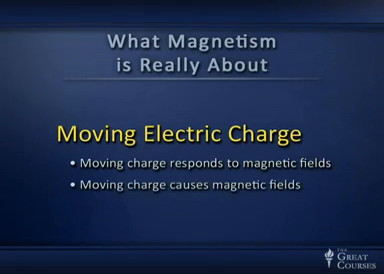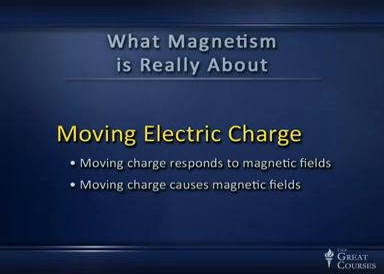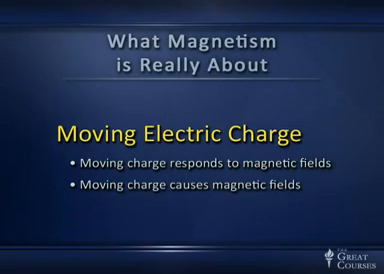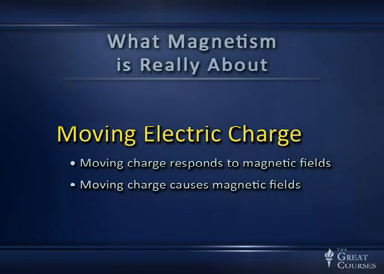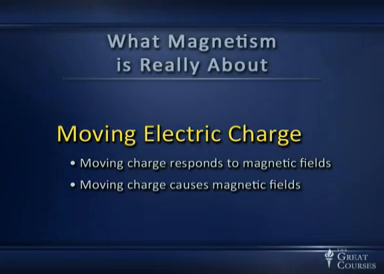Now we have the flip side of that. Moving charge also causes magnetic fields. Magnetism is about moving electric charge. Moving electric charge is both what responds to magnetism and is the source of magnetism. So let me give you some examples of that.